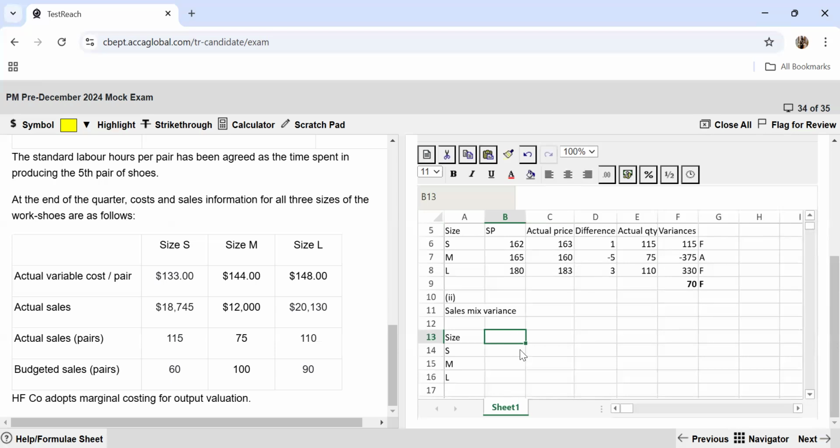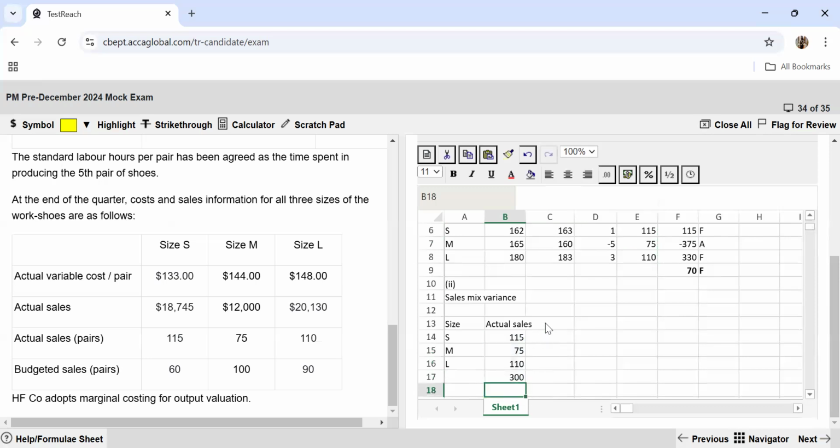How many have we sold in actual sales? Actual quantity, this is the one that we have. So this is what we have sold in real. We can also sum this. So this is what we have achieved in real. Now, if I want to convert this according to the budget, how much should I have sold? So this is my actual sales in budgeted mix.